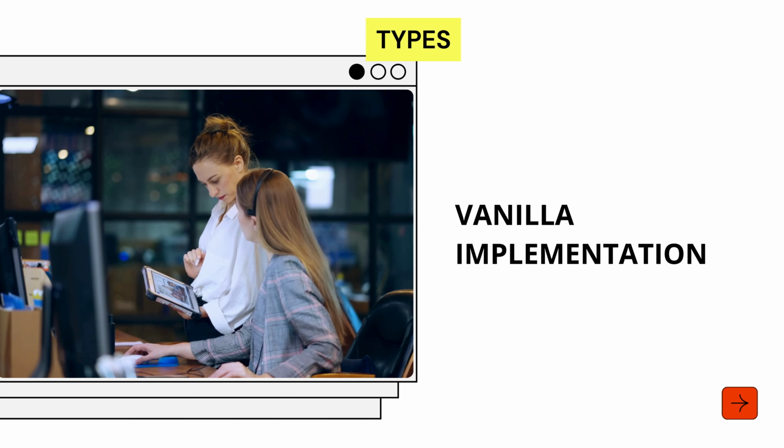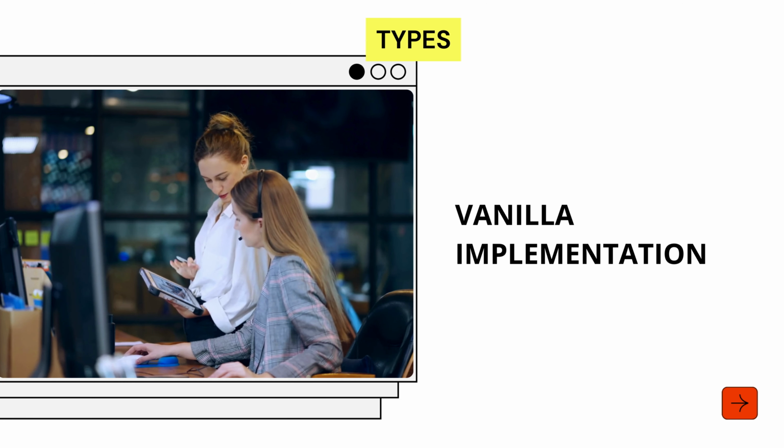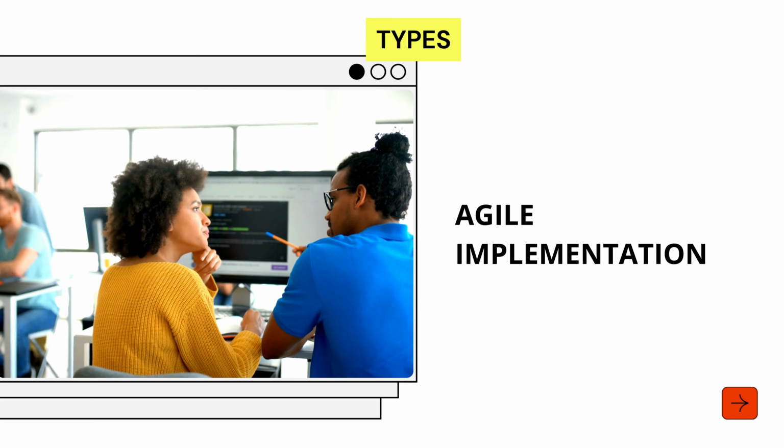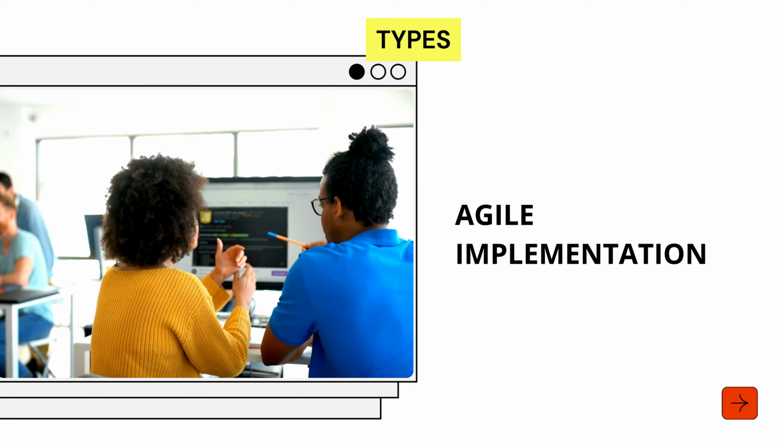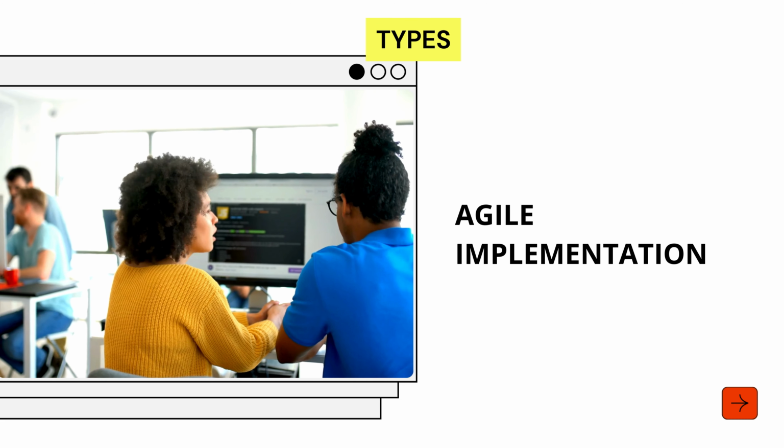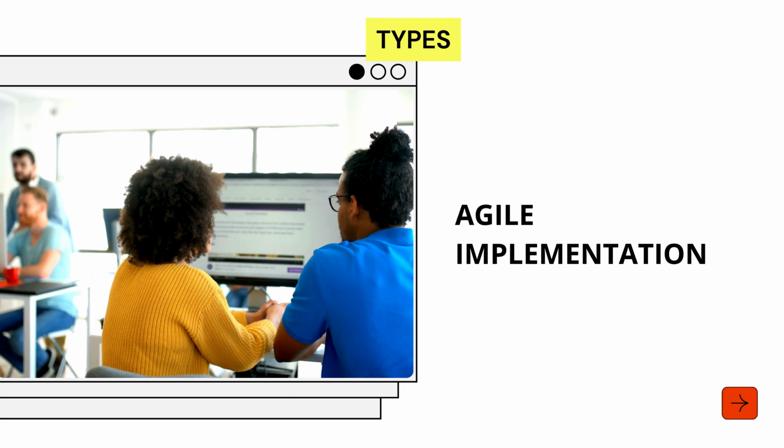Vanilla implementation uses default ERP configurations to minimize cost and time. Agile implementation emphasizes ongoing collaboration with stakeholders to ensure flexibility and adaptability throughout the ERP implementation process.